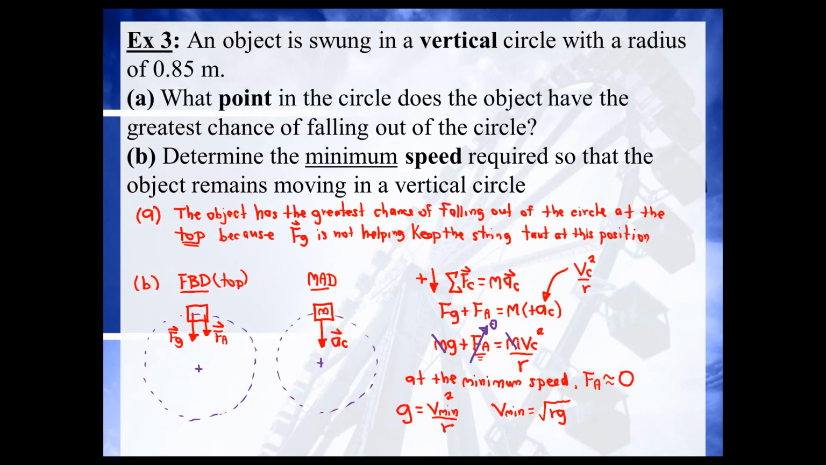Again, this is all the more reason why you don't want to plug numbers into an equation until you get to the end of the problem, because oftentimes things cancel off. Okay, we're given radius here, 0.85 meters multiplied by 9.81 meters per second squared. And then the minimum speed would be, I got 2.9 meters per second.